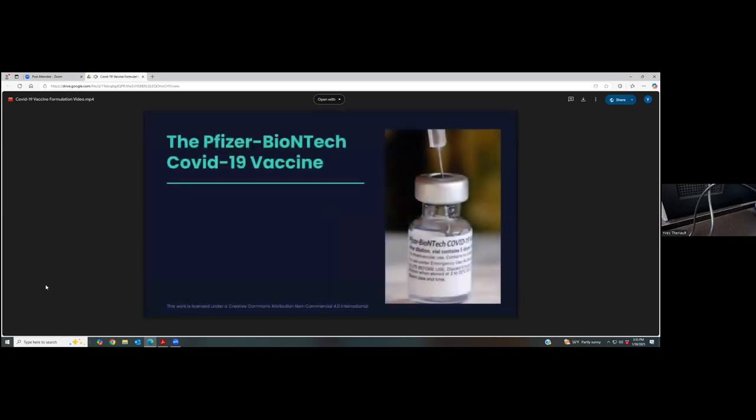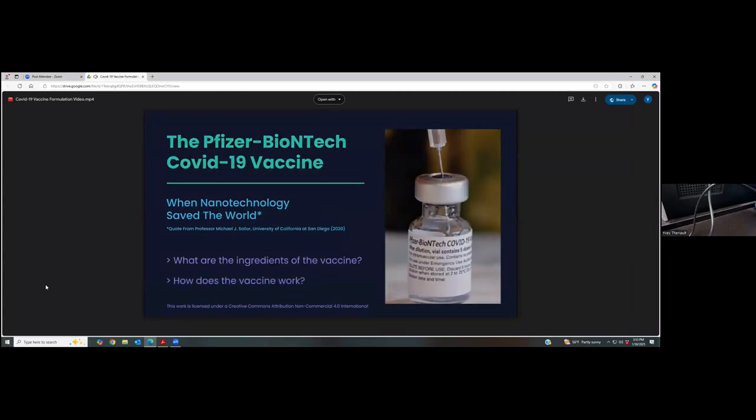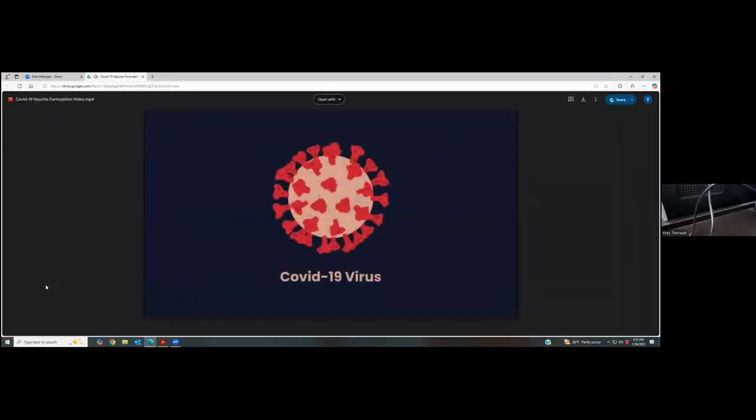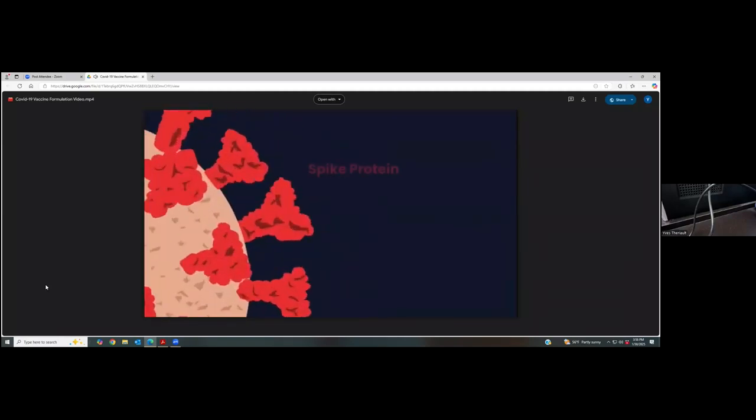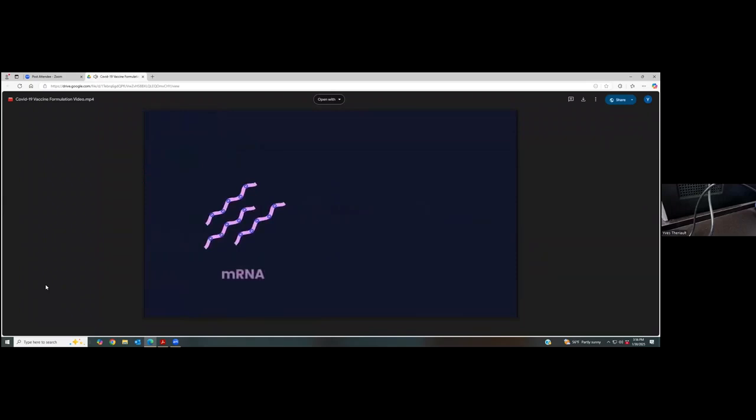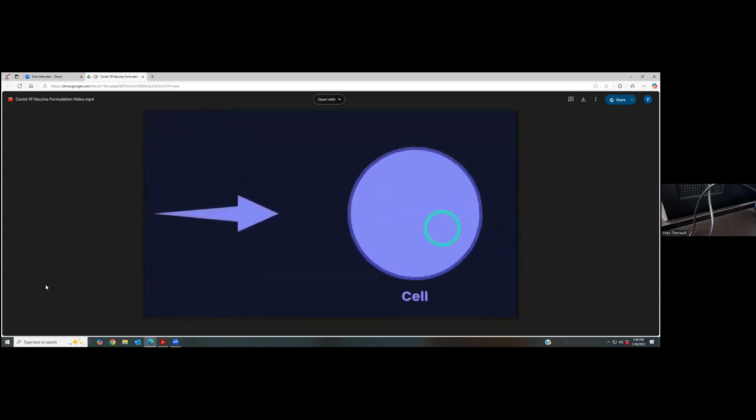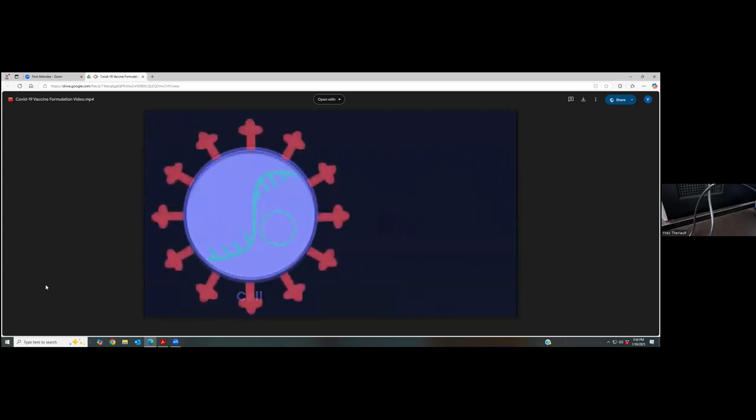When nanotechnology saved the world. In this video, we will look at the detailed formulation of the Pfizer COVID-19 vaccine and explain how the vaccine works. The COVID-19 virus bears spike proteins on its surface. Thanks to modern sequencing technology, we can design the mRNA that codes for the spike protein. When embedded in a lipid nanoparticle, the mRNA can be delivered to human cells via vaccination, and those cells produce the spike protein in the human body.